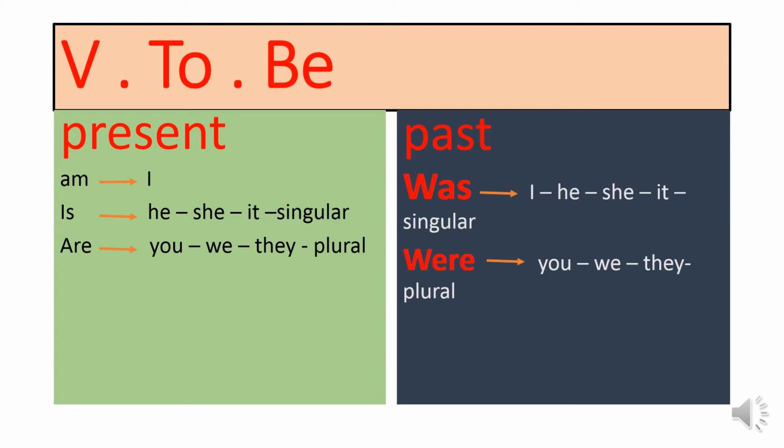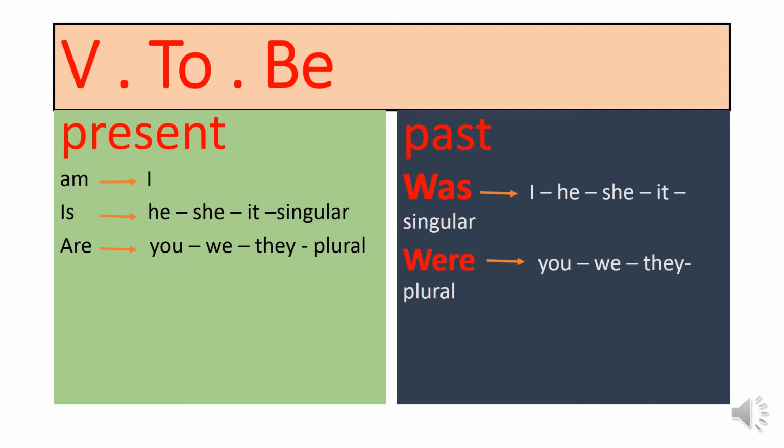and is and are. Am with I, is with he, she, it, singular nouns, are with you, we, they, and plural nouns. The past form of verb to be, or verb to be in the past simple, is was and were. Was is the past of am and is. So was comes with I, he, she, it, and singular nouns.